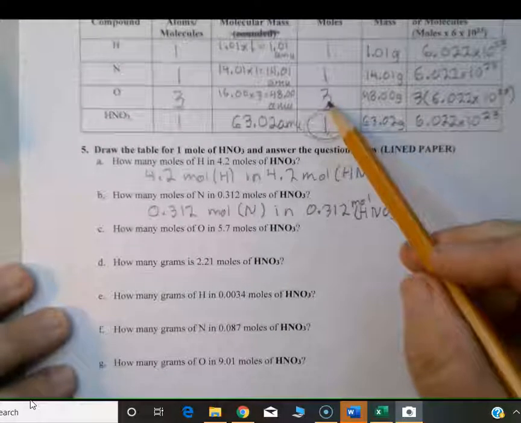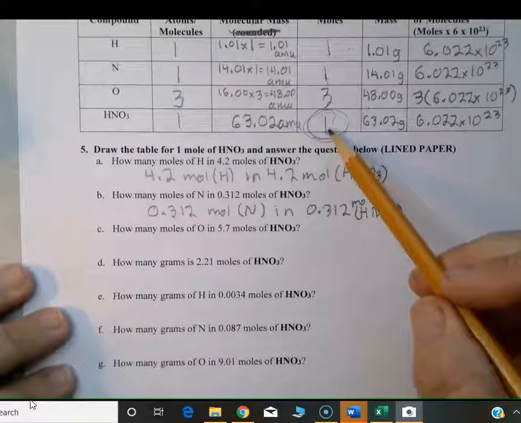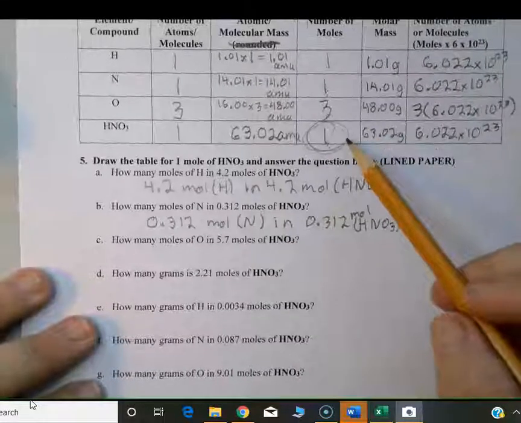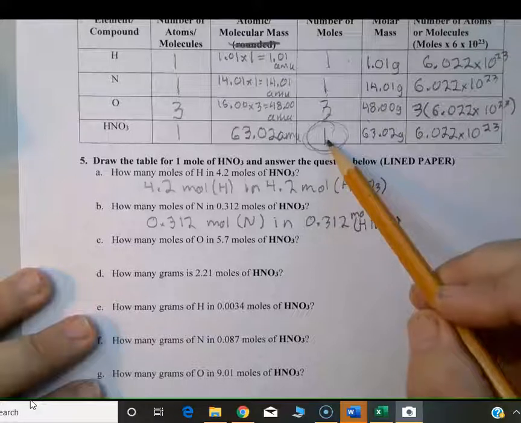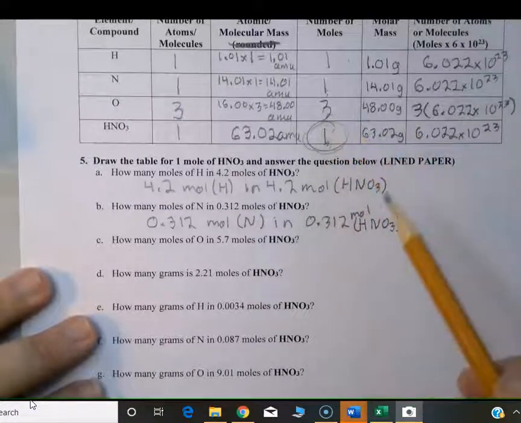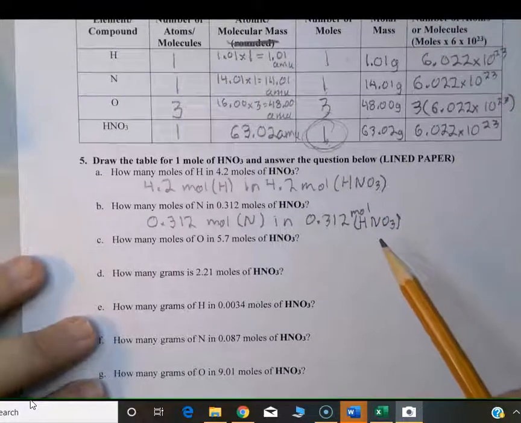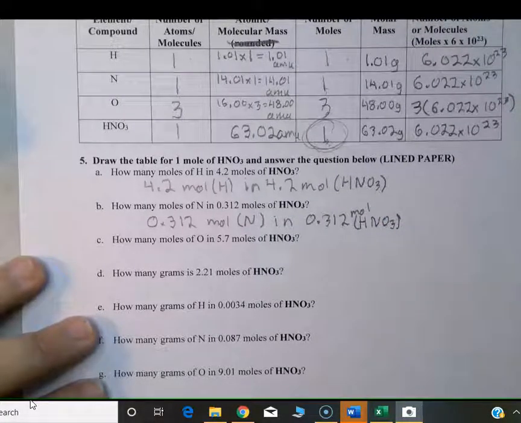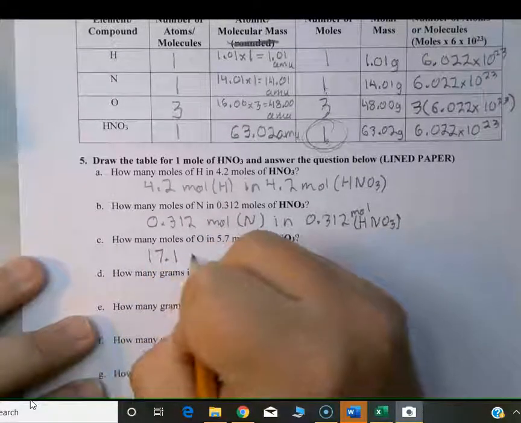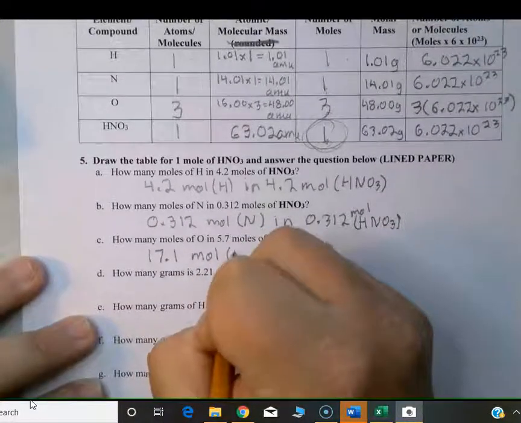So I need 3 times as many moles of oxygen as I have moles of HNO3 if I want to create this compound. So if I want 5.7 moles of this, I need 3 times that number, the moles of oxygen. So if we do that multiplication, we end up with 17.1 moles of oxygen.